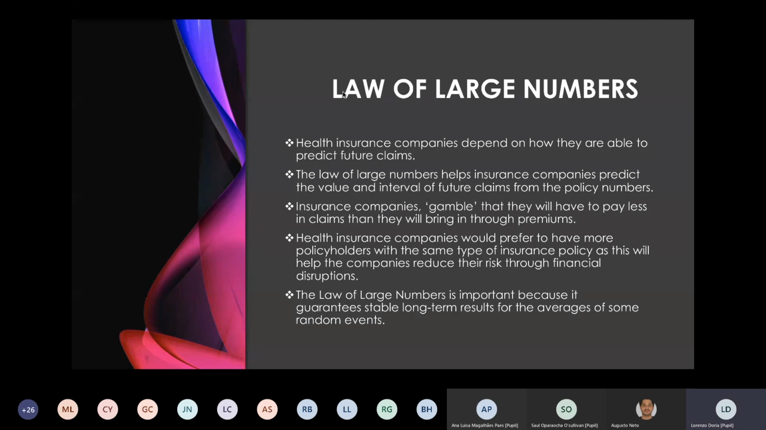So why is this important for health insurance companies? Well, if you think about it, insurance companies depend on how well they're able to predict these future claims. Because if they're not very good at it, they would lose more money through claims than they would win through premiums. And so the business wouldn't be sustainable. So statistical tools and the law of large numbers are essential for these companies so they can guarantee long-term results and so they can profit.